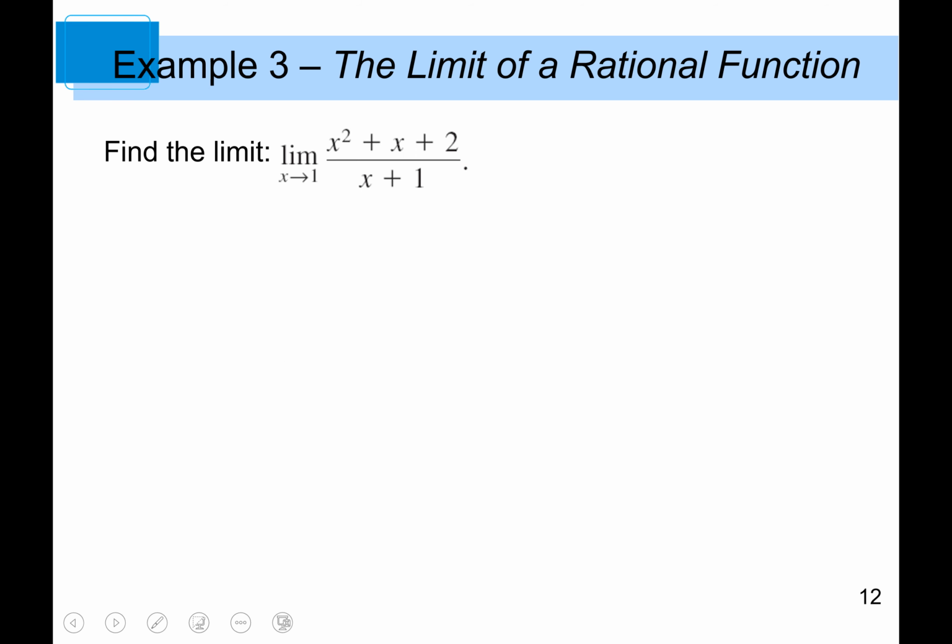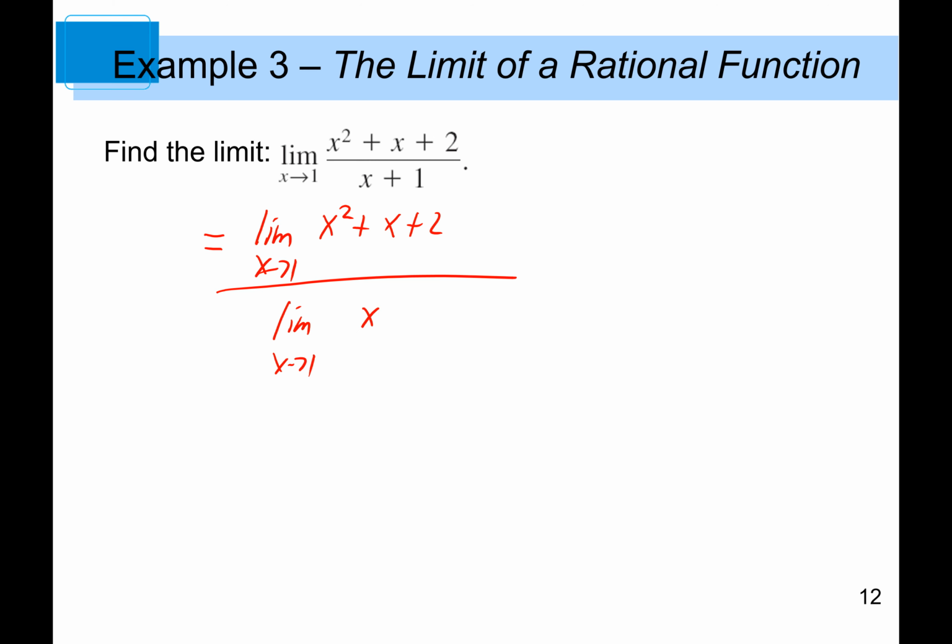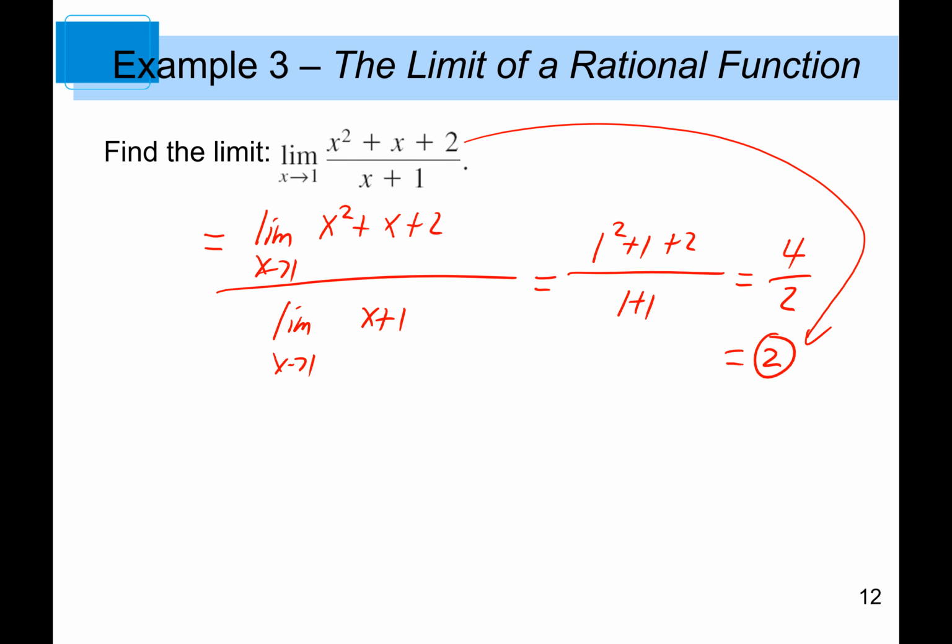So let's find the limit of this rational function. As you can see, we can do the direct substitution, so we can separate it into two different limits, one on top, one on bottom. Since both of them are polynomial functions, you can do direct substitution: 1 squared plus 1 plus 2 on top, and 1 plus 1 on the bottom. It becomes 4 over 2, that becomes 2. So the limit for this particular limit is 2.